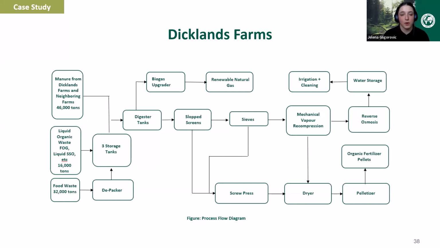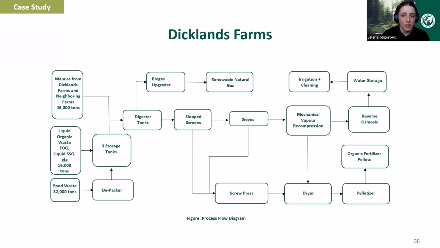The dairy manure comes from Dicklands Farm, which I believe has about 400 head of cow, and then also manure from neighboring farms, which is then pumped into the two 30x8 concrete digester tanks. The food waste, if it's clean, goes directly into the storage tanks. If it has contamination, it goes into the pre-processing system, which includes a depacker and a hammer mill, to remove any plastic, cartons, tin, paper, and other contaminants before it goes to the storage tanks.